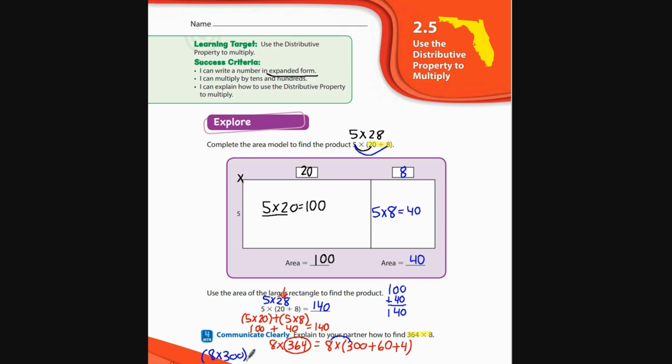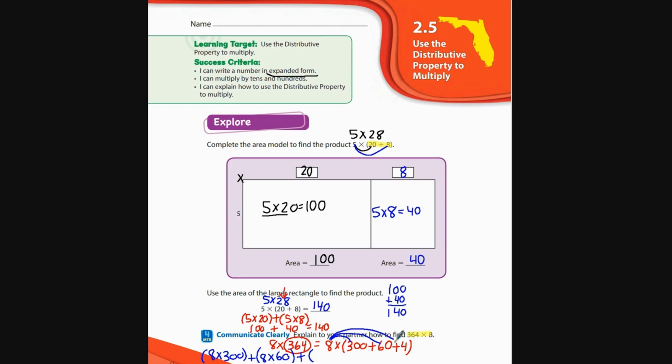300. Close the parentheses, plus. Now I'm going to go back, parentheses again. Every time I'm going to multiply by a new number, it's a parentheses. Now I'm going to do 8 times again, but now instead of 300, the next number. I'm going to go in order. So I'm going to put 8 times, but now it's 60. Close the parentheses. Plus again, parentheses again. Go back to the 8.